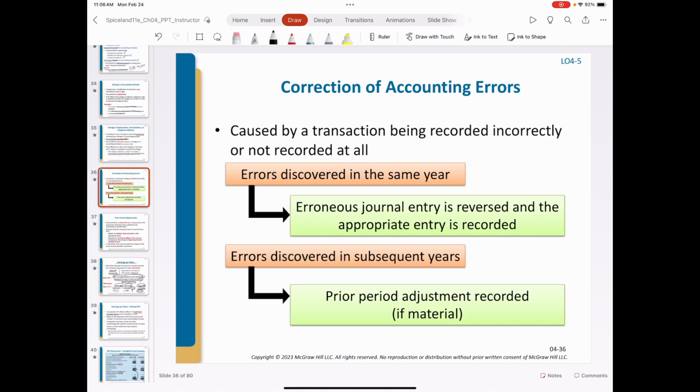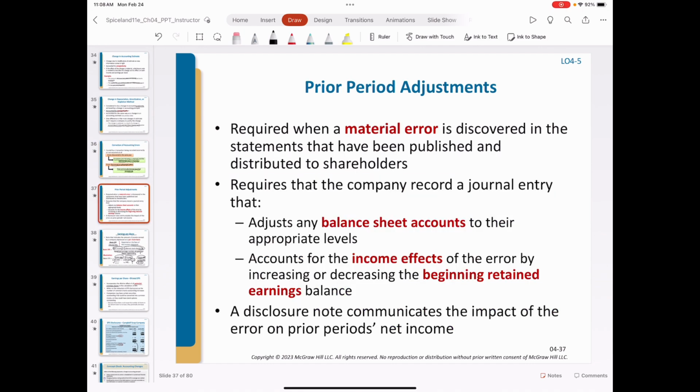Correction of accounting errors. The errors may be caused by a transaction being recorded incorrectly or not recorded at all. If the error was found during the year when it was recorded, the company simply reverses the erroneous journal entry and prepares the correct journal entry. If the error was discovered in subsequent years, the company should make an adjustment to the prior period only if the error is material.